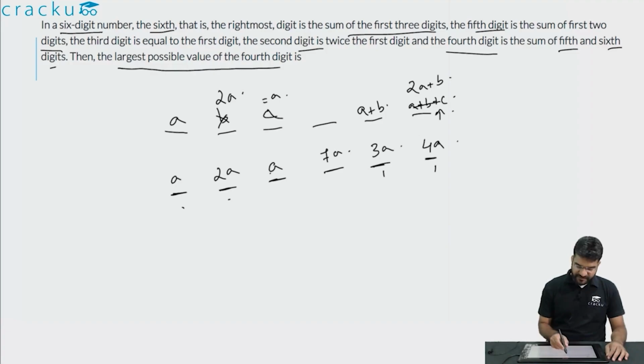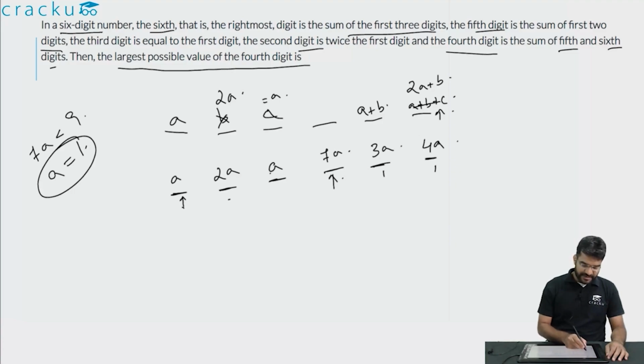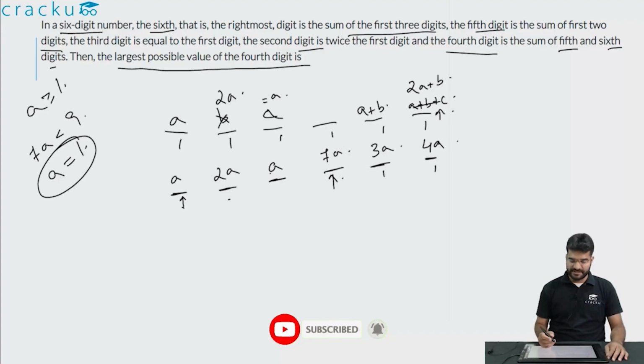Then the largest possible value of the fourth digit is? So notice that when we assume that a is a natural number, all the 6 blanks are single digit numbers. They can't be greater than 9. So when you are told that 7a is also a single digit number, that is 7a is less than 9, it would imply that a is equal to 1. We know that a is a natural number which is greater than or equal to 1, and we also know that all of these 6 digits are less than 9. All of them are single digit numbers. So the only way this is possible is if a is equal to 1.